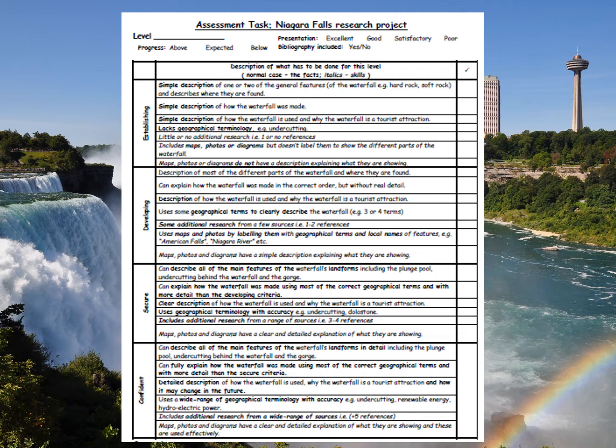In the file on Satchel 1, there's also a mark scheme that I would like you to have a look at. So it tells you what to include in order to get each grade: confident, secure, developing, or establishing. Confident is the highest grade, establishing is the lowest, even though it's back to front on this sheet. So have a look at what you need to include to get the grade that you're aiming for.